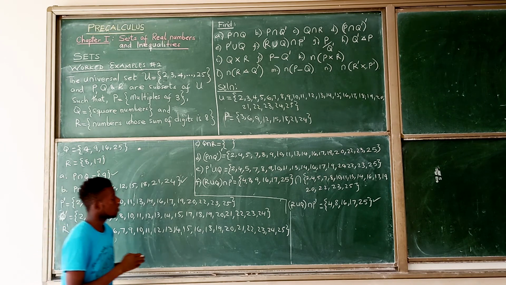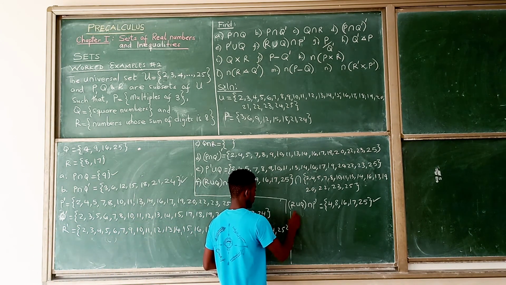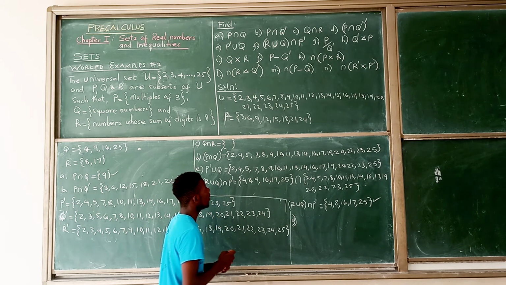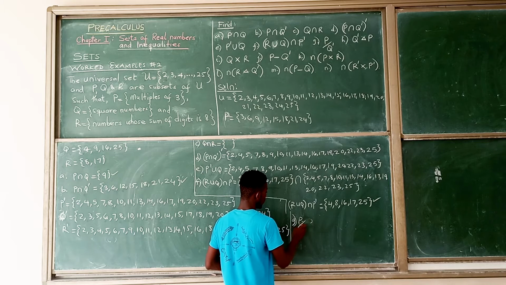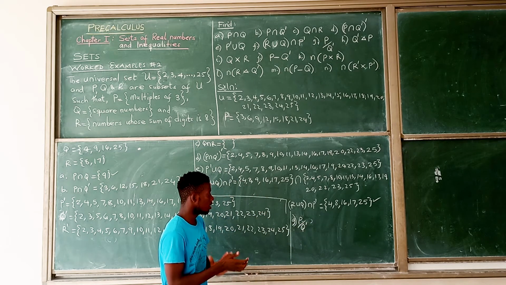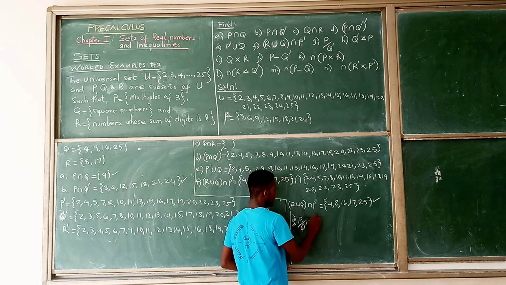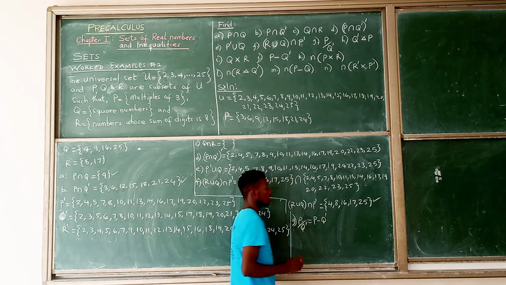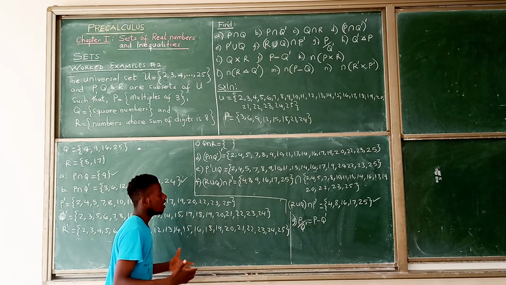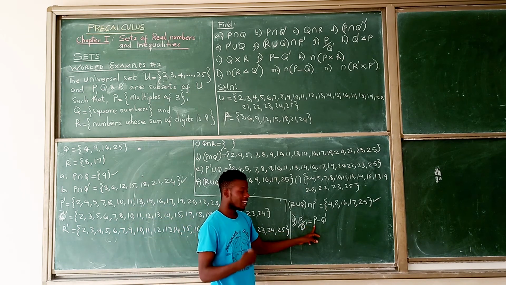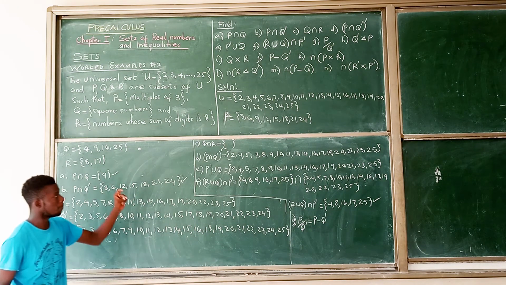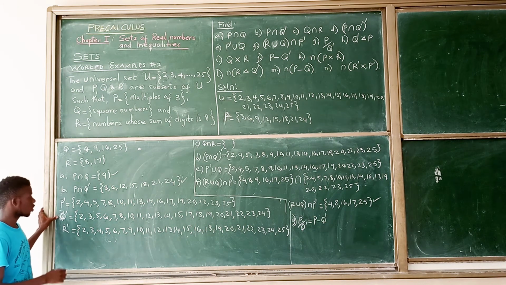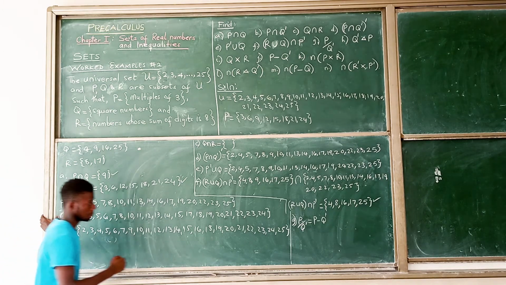The next question, G, says we should find P difference Q complement. P difference Q complement can also be written as P minus Q complement, and it has to do with elements that are formed within P and that are not formed within Q complement. So what are the elements in set P that are not in Q complement?